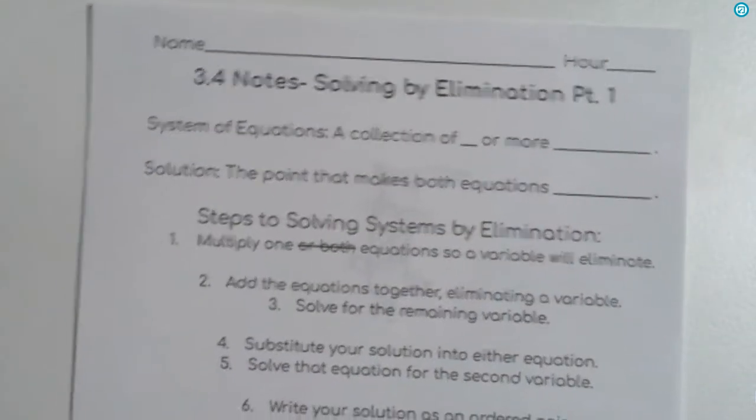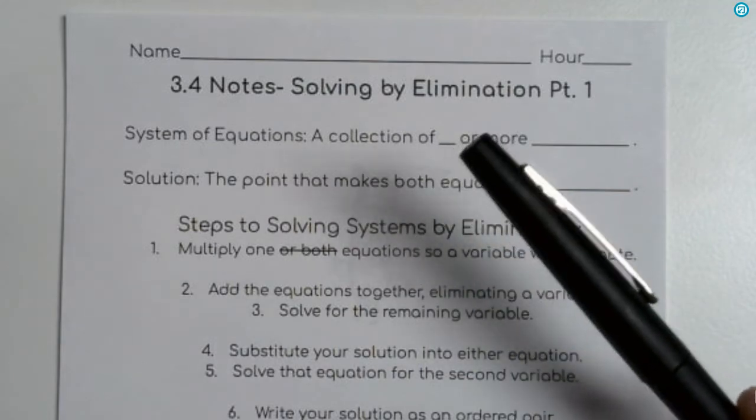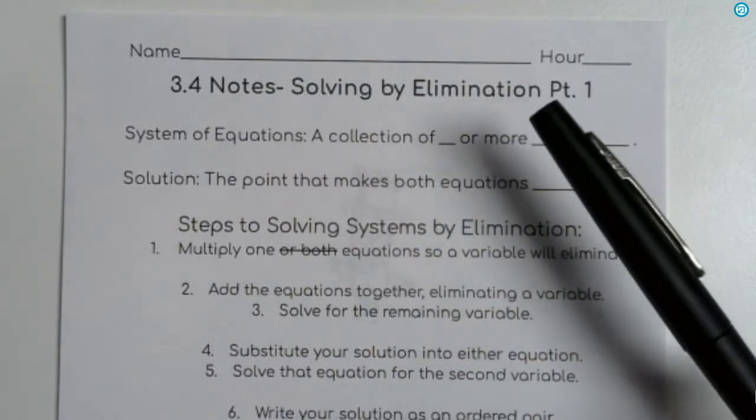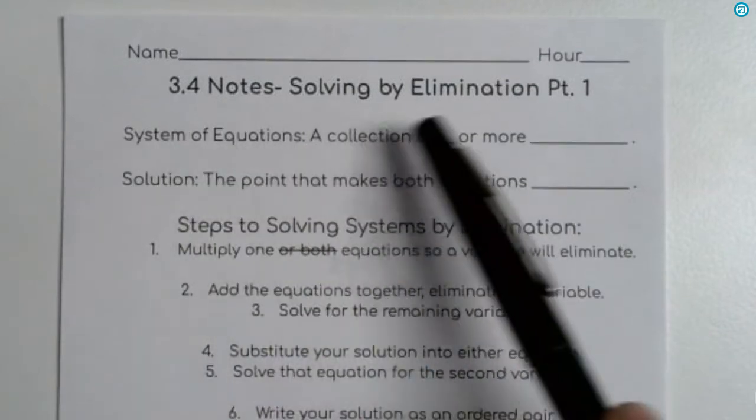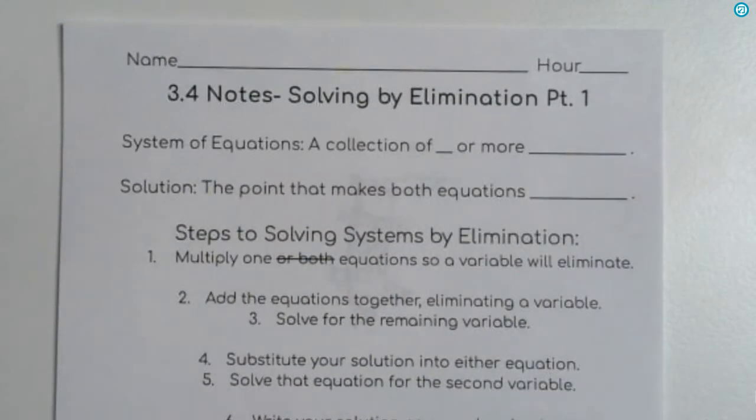We are going to get started solving by elimination. So 3.1 we solved by graphing. 3.2 and 3.3 we solved by substitution. This is 3.4, and then again in 3.5, that'll be part 2. We are solving by elimination. So it is another strategy to do the same thing we've been doing and solve a system.